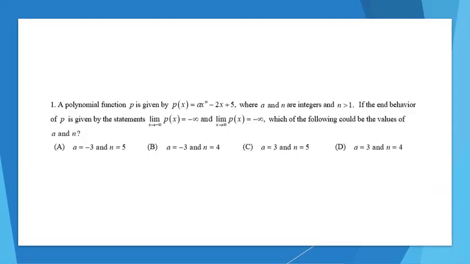I'm going to go through this question by question, and then we will just solve them together. So the first one is a polynomial function is given by ax to the power of n, where a and n are integers, and n is a positive number that's greater than 1. If the end behavior is given by the following limit statements, which of the following could be the values of a and n?